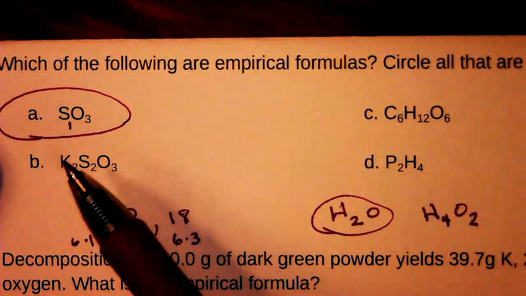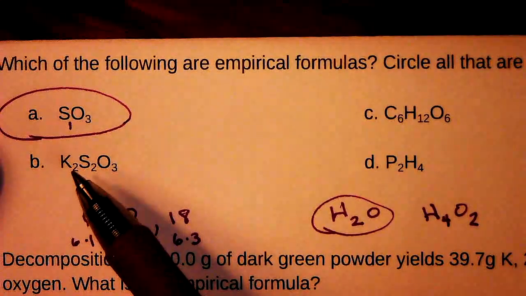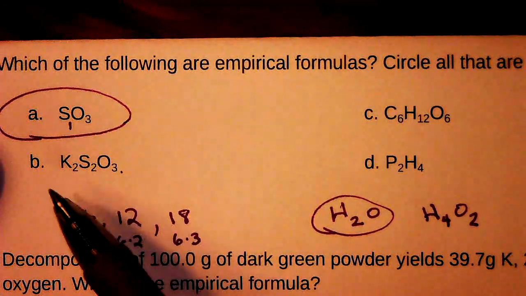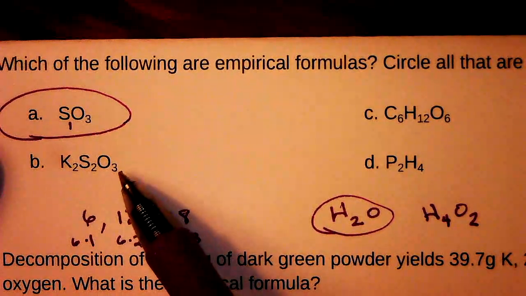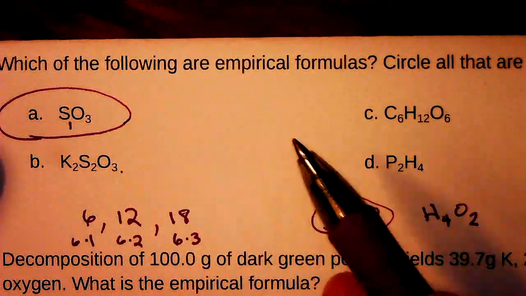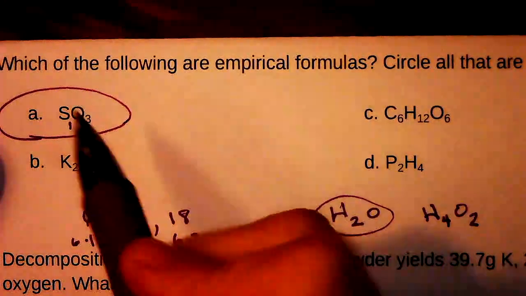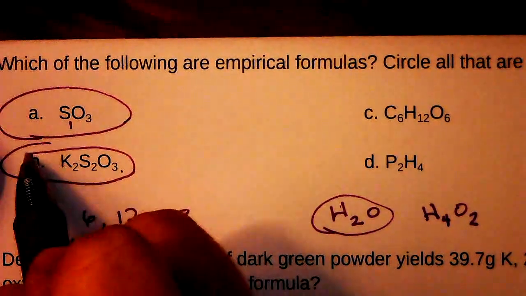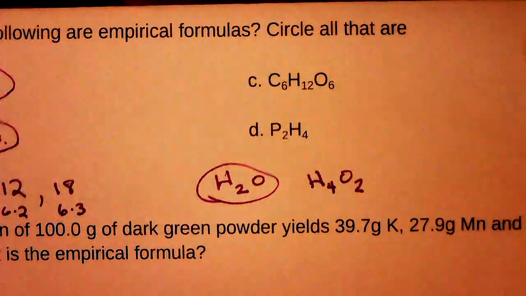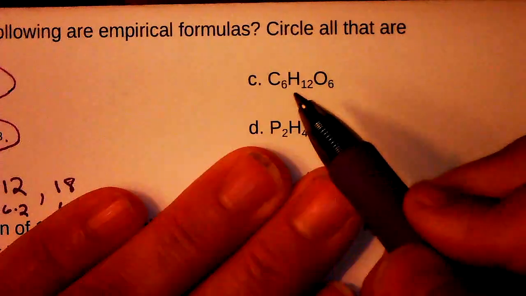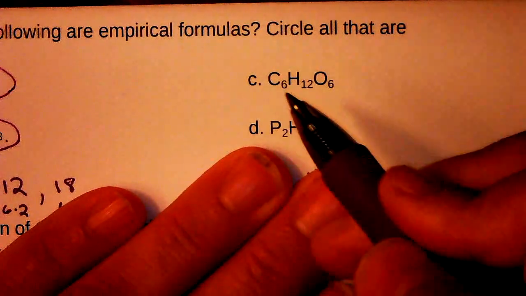All right, looking at B, we've got K2S2O3. There's no common denominators here. So if this had been O6, we might have been able to simplify it, but it's not. All right, so this one is also an empirical formula. These two over here, they are a different story, however. So if we're looking at this, I'm just going to cross out that little scribbling I did before.